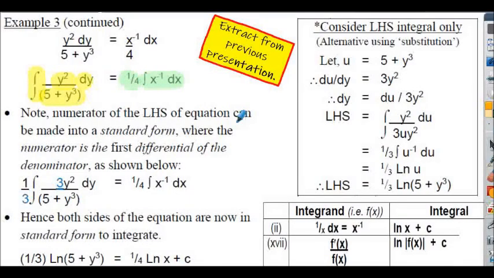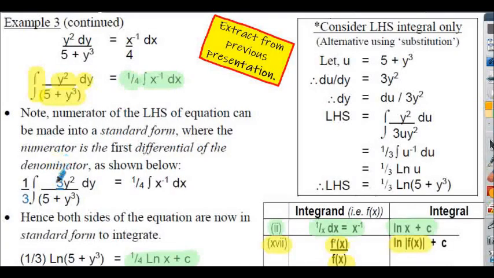And where appropriate, we use standard forms in our table. For the x, in this case, we can use item 2 in this table here to integrate the right hand side, shown here. And there are actually two ways of solving the left hand side integral. There is a standard form for this integral, shown here in the table, where if the numerator is the first differential of the denominator, we can use this solution from our standard integral tables.